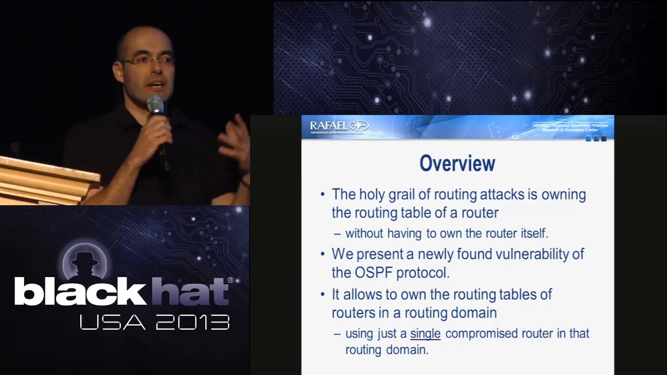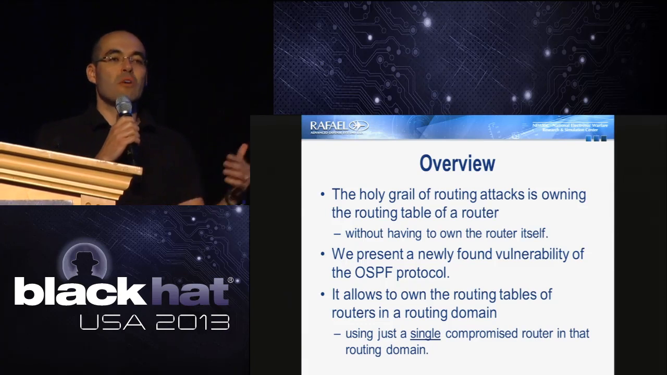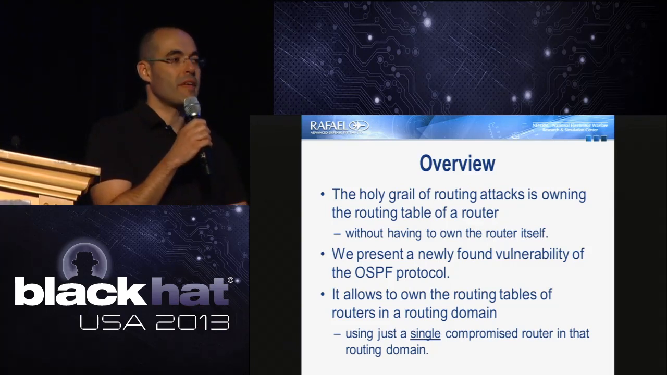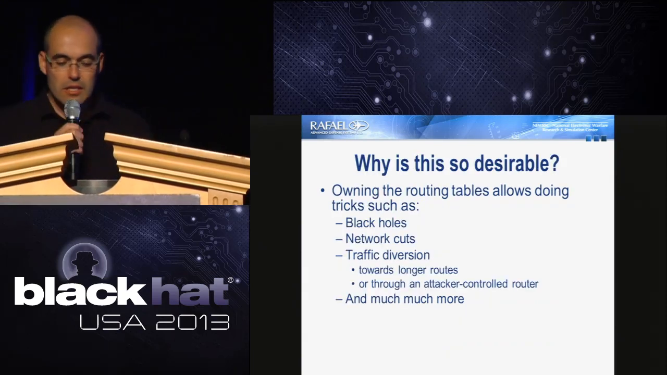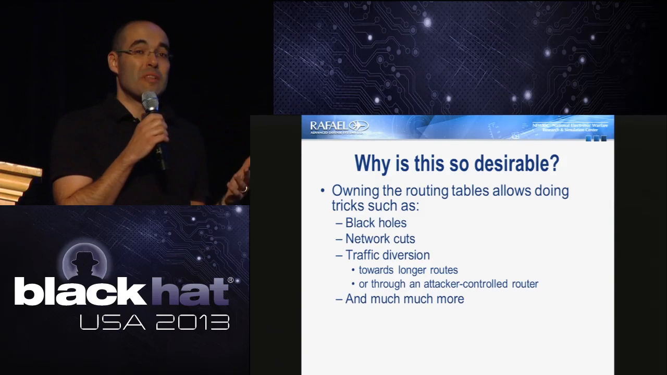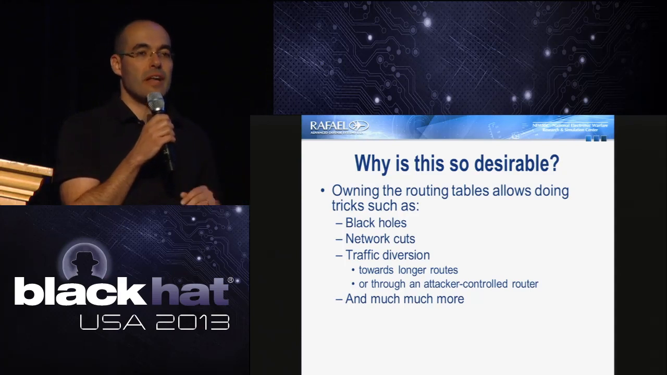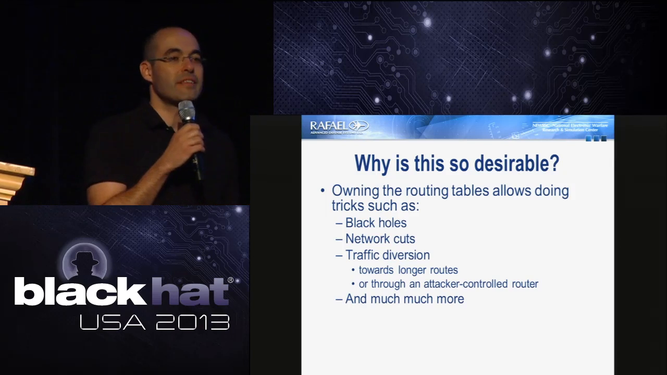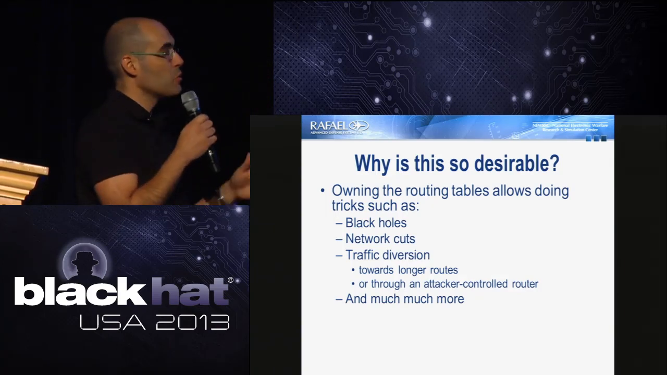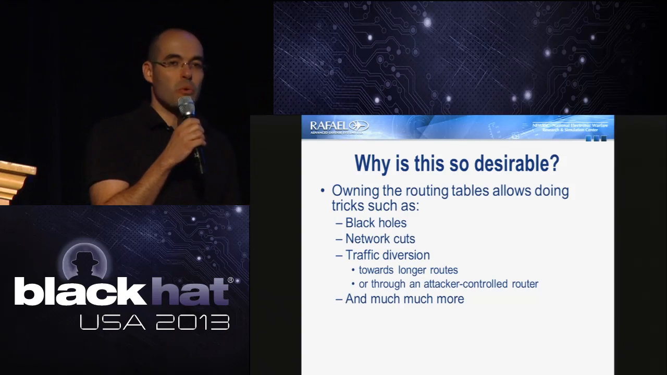A routing domain can be, for example, an ISP network or an enterprise network. This means that an attacker only needs to compromise a single router within that domain in order to compromise all the other routing tables within that domain. So why is it so desirable to compromise or own the routing tables of other routers? If you own the routing table of another router, you can control the path a packet takes through the network. And if you can do that, you can do many nice tricks with it. For example, you can induce black holes, create network cuts, or simply partition the network. You can do traffic diversion, making packets go through longer routes in order to facilitate eavesdropping or increase the load on the network, and so on and so on.